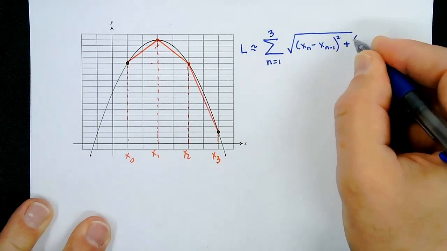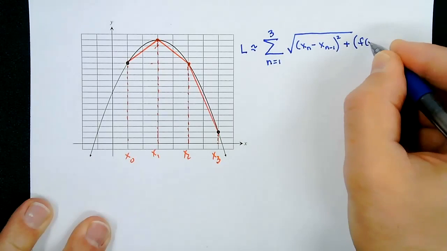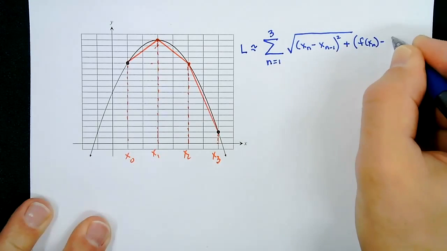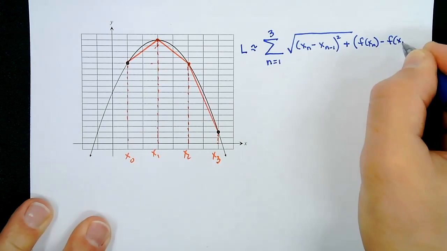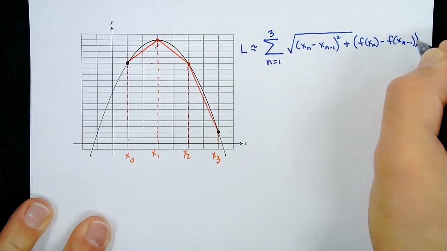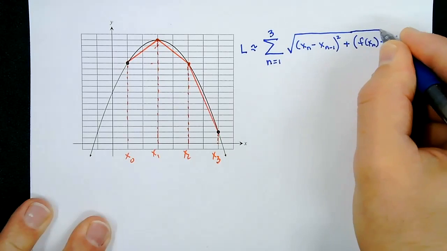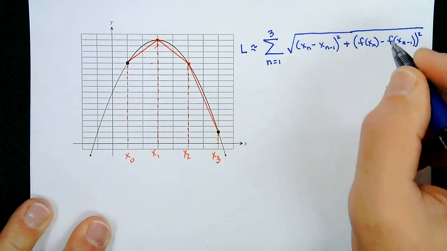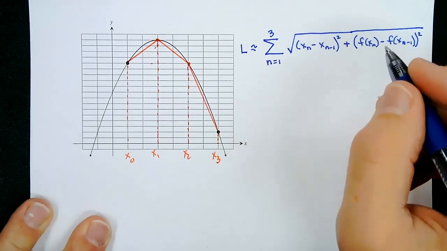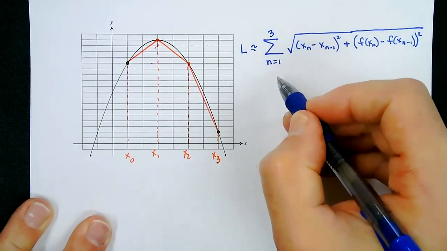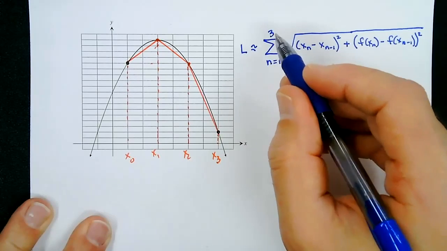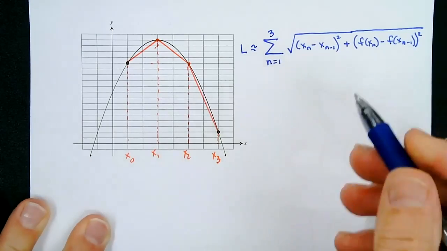And then plus, and then this would be f of x sub n minus f of x sub n minus 1 squared. And we're going to extend the square root. And that would be for 3 segments. So we'd start at 1 and we'd end it at 3. Okay, so that's how we'd write it.